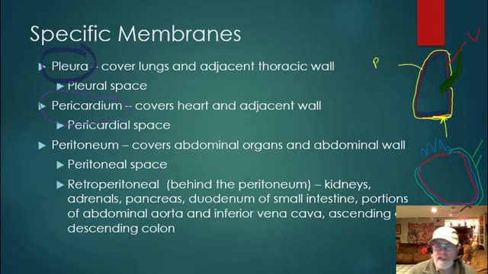Okay, inside the abdomen, we have another membrane, and that other membrane in the abdomen is called the peritoneum. Now, this is a huge one. Have you ever heard of peritonitis? When somebody has peritonitis, it means that the peritoneum becomes inflamed and irritated because of infection or something like that. And the peritoneum actually covers the whole inside of the abdominal wall.